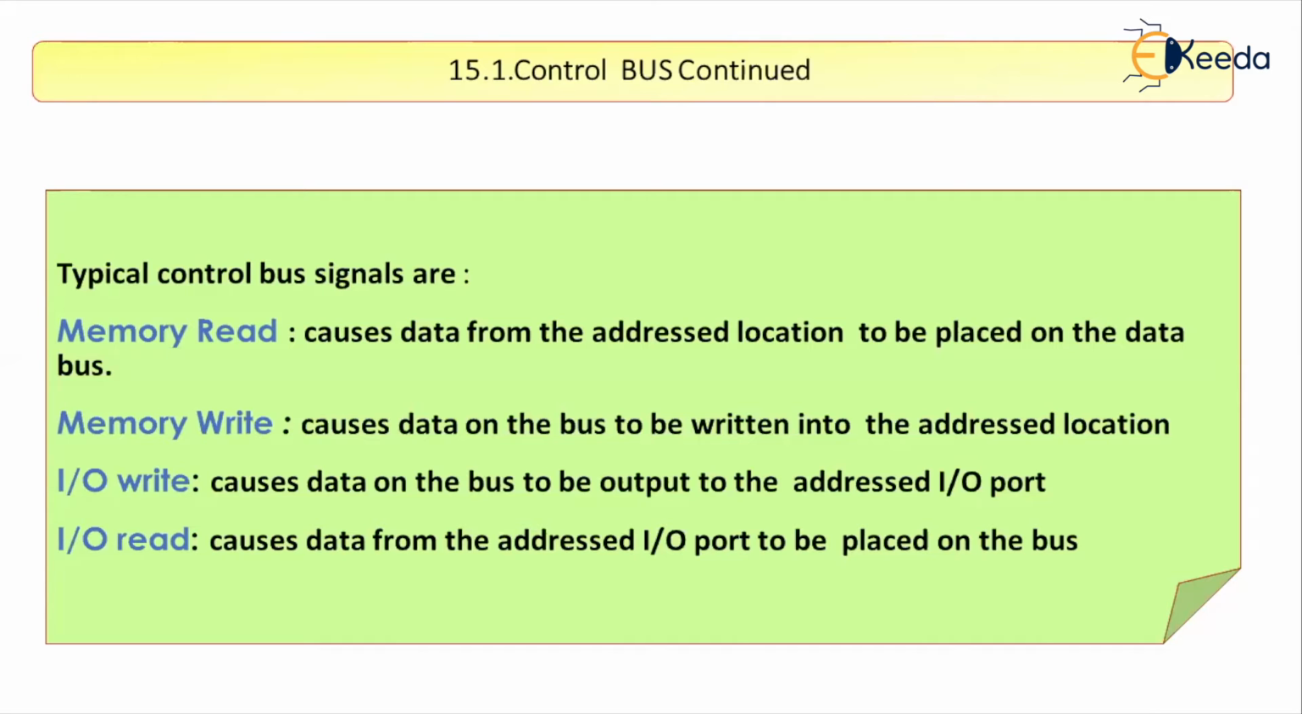Now, when you say it causes data on the bus, it is responsible that the data written on the bus should be addressed to someone. I/O read. It causes data from the addressed I/O port to be placed onto the bus.